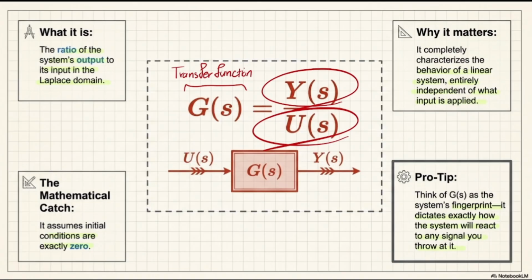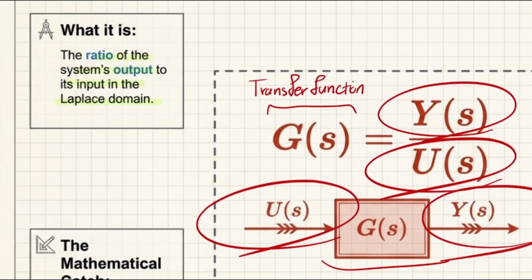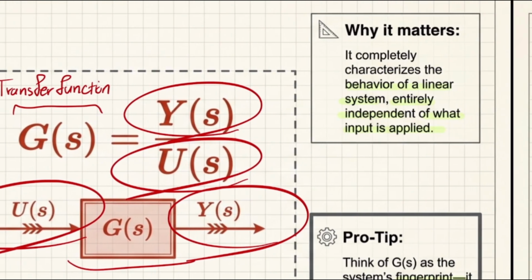You don't have to find a mathematical model every time. By finding it just one time, you can have all of the information related to that. So G(s) is going to act as a black box, U(s) is going to be your input, and Y(s) is going to be the output. So again, what is the transfer function? It is the ratio of the system output to its input, in what? In the Laplace domain.